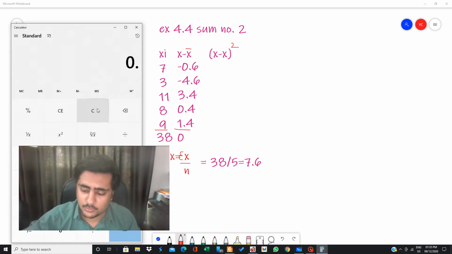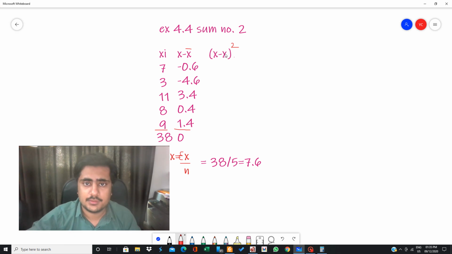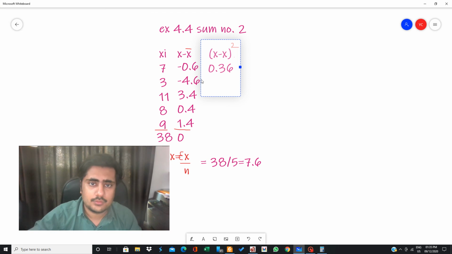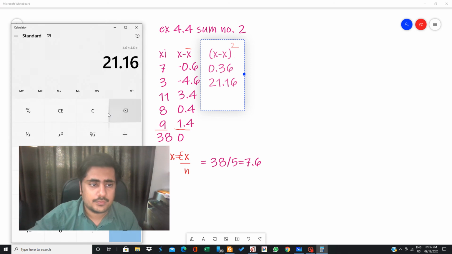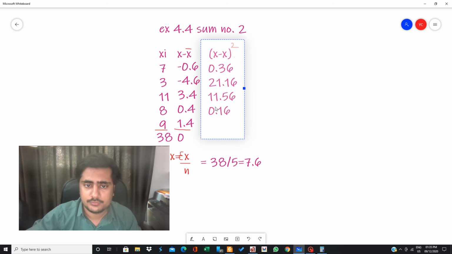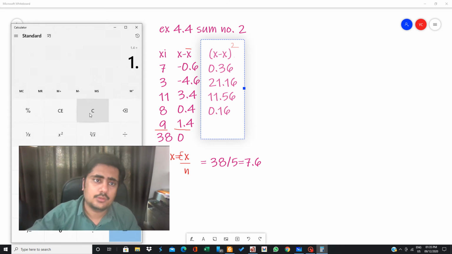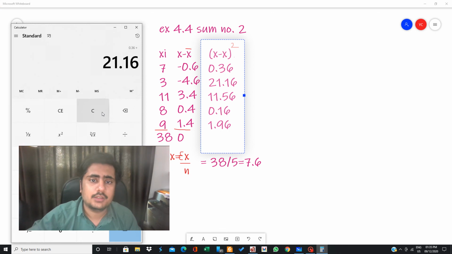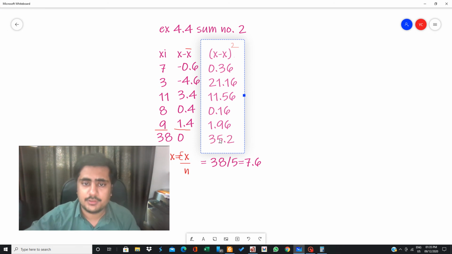So now how to find x minus x bar whole square? It's 0.6 into 0.6, that is 0.36. Then 4.6 into 4.6, then 3.4 into 3.4, 0.4 into 0.4, 1.4 into 1.4, that is 1.96. Now this is 0.36 plus 21.16 plus 11.56 plus 0.16 plus 1.96. This is 35.2. Now this is the total of x minus x bar whole squares. So my total is 35.2.